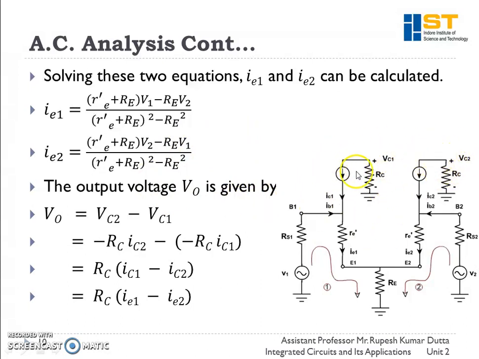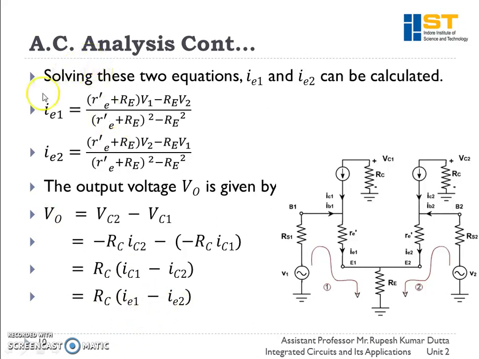So VC2 minus VC1. What is VC2? VC2 is minus RC times IC2, as we can see here. And VC1 is minus RC times IC1. So after solving this, we get RC times (IC1 minus IC2). And IC1 and IC2 are basically equivalent to IE1 and IE2. So we have V0 equals RC times (IE1 minus IE2).